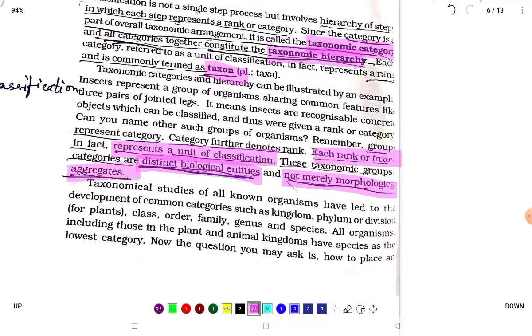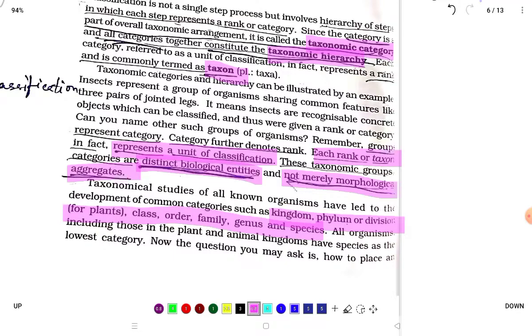The taxonomical studies of all known organisms have led to the development of common categories such as kingdom, phylum or division for plants, class, order, family, genus and species. You underline this. Kingdom, phylum is for animals, and division is for plants, and then class, order, family, genus and species. You have to remember this in the same order, guys: first kingdom, phylum or division, class, order, family, genus and species. All organisms including those in the plant and animal kingdoms have species as the lowest category.